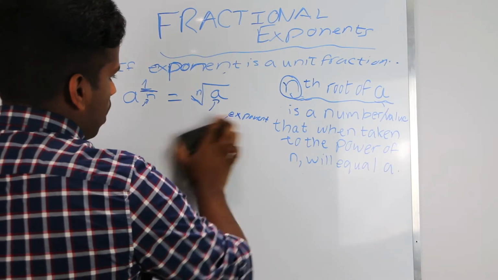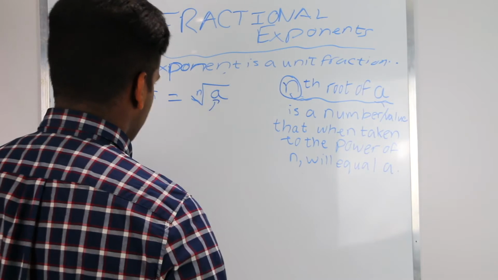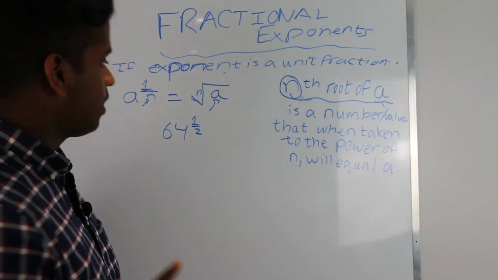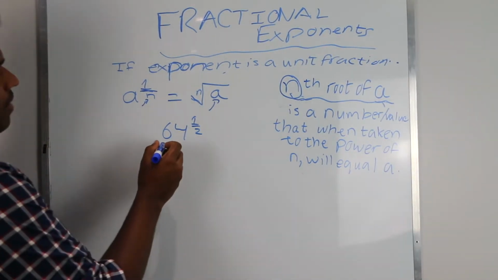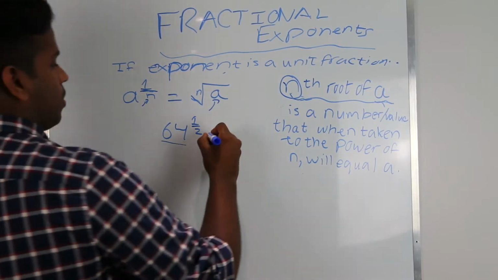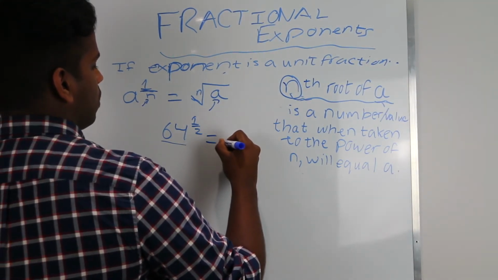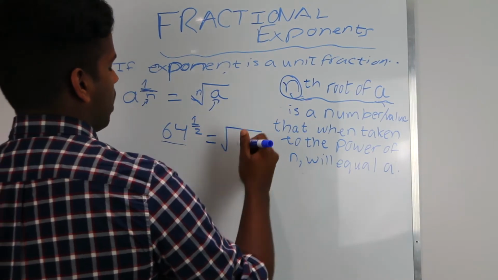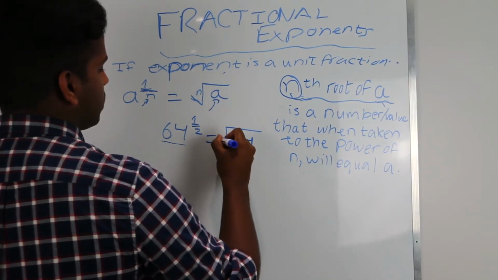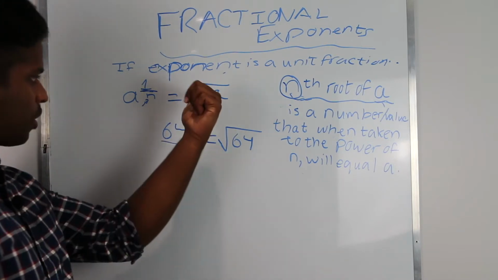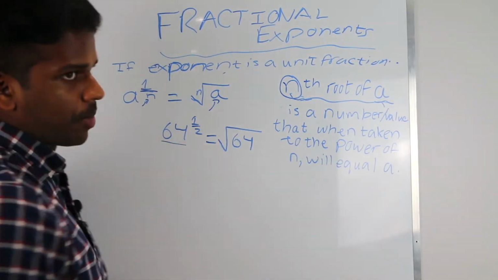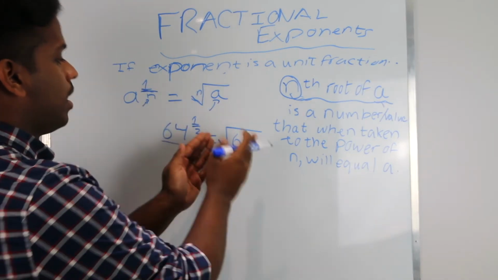So let me show you a couple of examples. 64 to the power of half. We have an A value, we have a unit fraction, it matches here, and we have an n value of 2. So that equals the square root of 64. Since n is 2, we don't have to put a 2 here. See how I put an n here? If it was 3, 4, 5, we would have to put the 3, 4, 5 in here. But since this is a 2, we automatically know it's a square root.